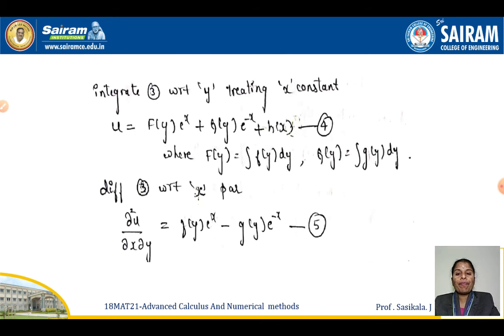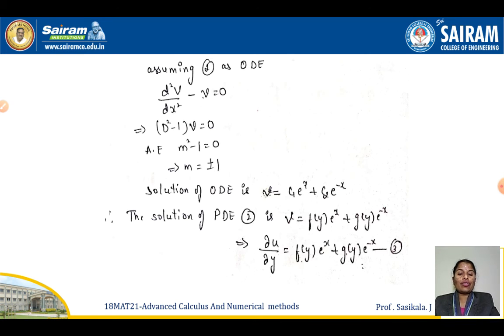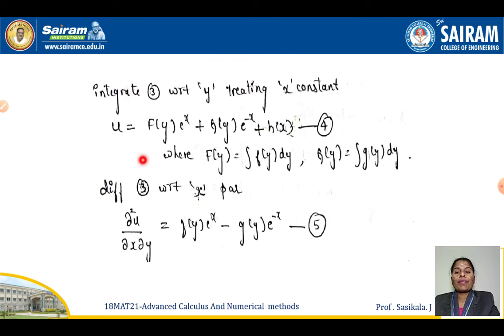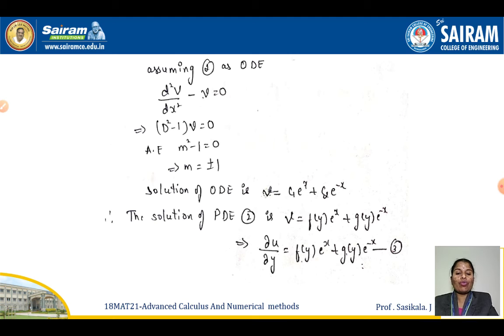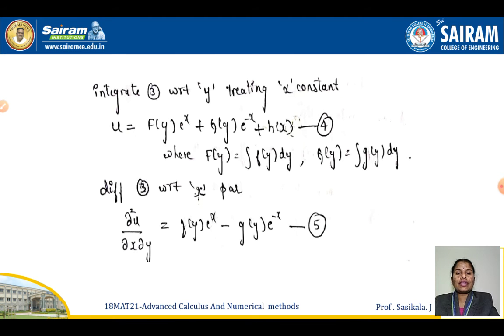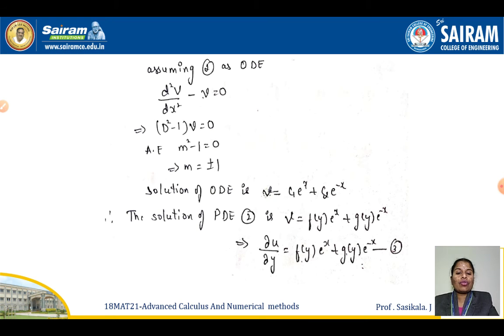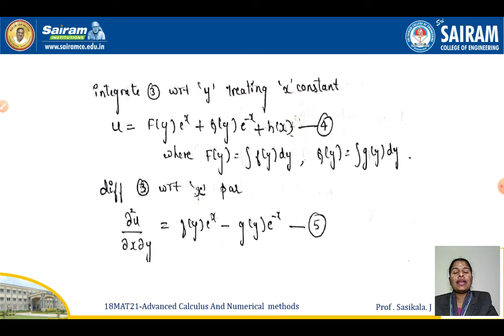Okay. Now, what are you going to do? To get your solution, you must integrate. So, integration with respect to y, treating x as a constant. You will get u is equal to capital F of y times e power x, as the constant remains the same, plus capital G of y times e power minus x, and the additional constant plus h of x, where capital F of y is equal to the integration of small f of y dy, and similarly for G of y.